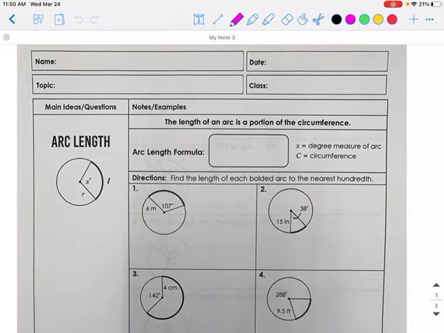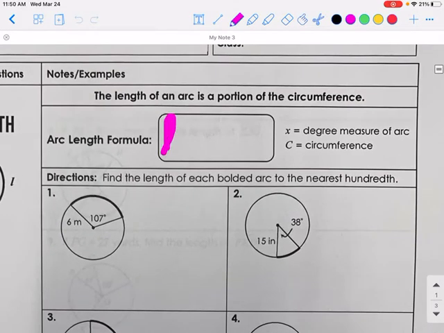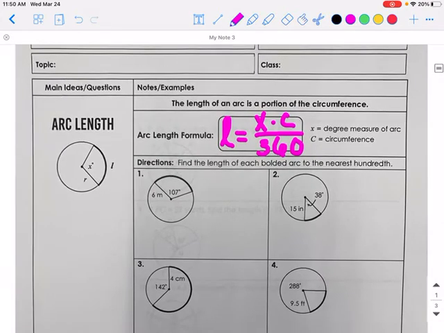Guys, continuing on with circles, we are going to talk about arc length. And I believe we should have this formula in our dictionary, but we're going to write it again. So to get arc length, we use a cursive L to represent length, and that would be equal to x times c all over 360. And x stands for the degree measure of the arc, and c stands for the circumference of the circle.